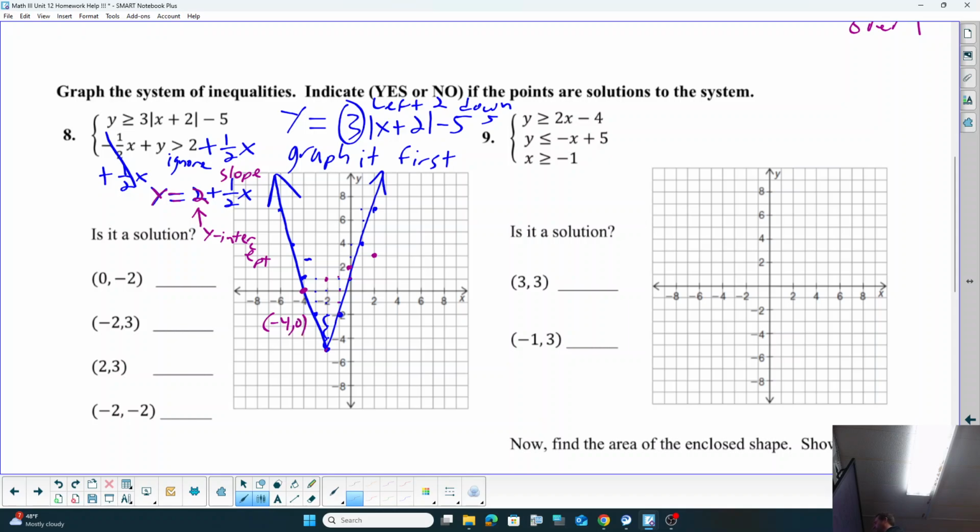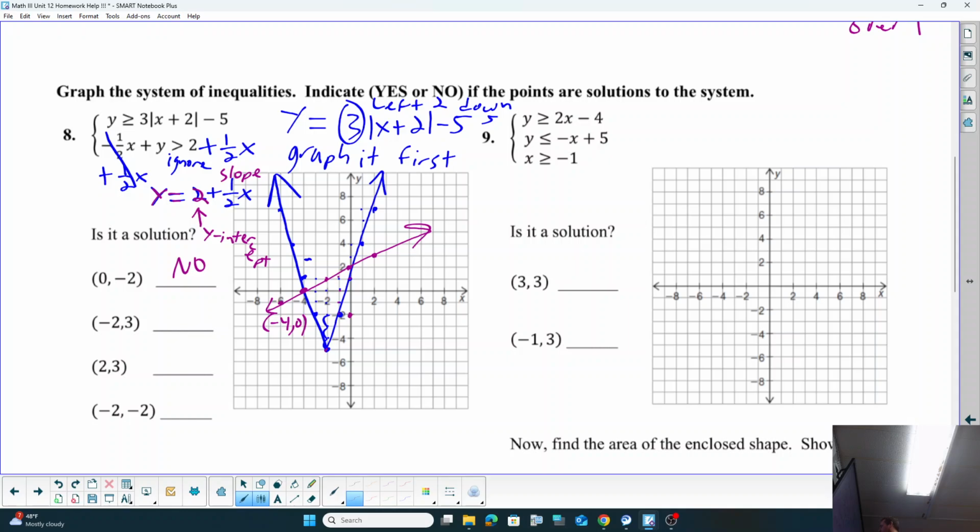(-4, 0) is what I'm thinking, as our intersection doesn't quite make the other one. Okay, so is it a solution? (0, -2)? No, not a solution. What about (-2, 3)?